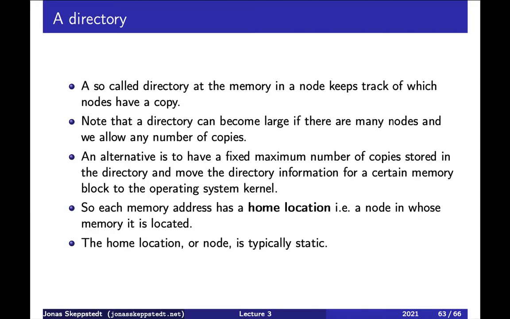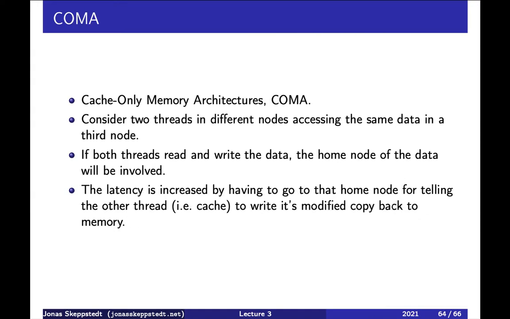A completely different approach still to make a shared memory multiprocessor is to skip the main memory in some sense, namely to use something called a cache-only memory architecture. The idea is that instead of having a fixed or static home location of a variable, the address, which memory node contains the certain variable at a certain time can change.